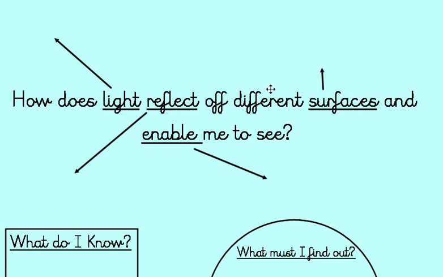So you need to draw arrows off your question, pause the video, and write up your 4 definitions. Pause the video, write out the question, and write up those 4 definitions with arrows. Pause the video and do that now.